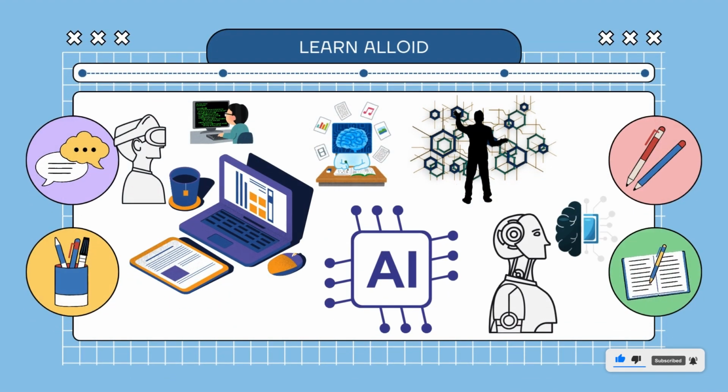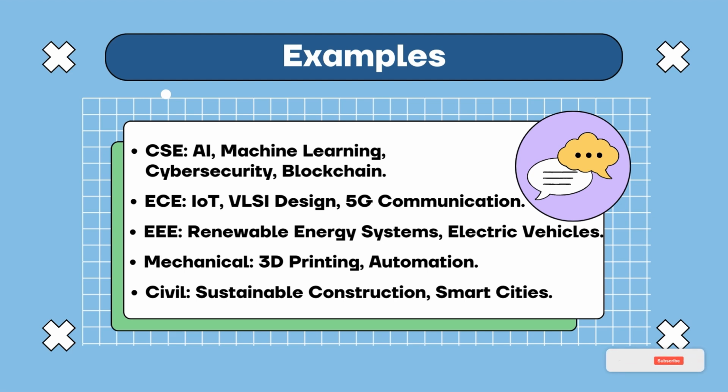Next, think about relevance. Research emerging technologies and industry trends. Your project should not only be innovative but also align with where the industry is headed. For CSE, topics like AI, machine learning, cybersecurity, or blockchain are trending. ECE students can look at IoT, VLSI design, or even 5G communication systems. EEE students might explore renewable energy systems or electric vehicles. Mechanical students can dive into 3D printing or automation. And for civil students, consider sustainable construction or smart cities.